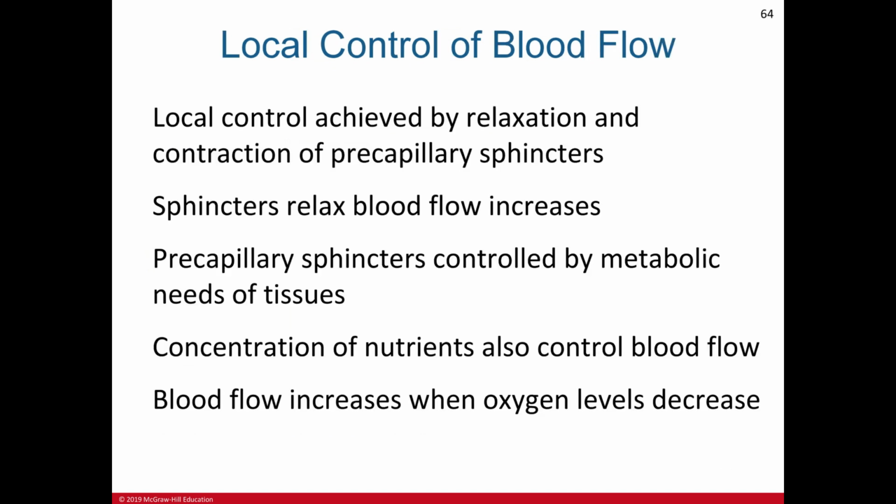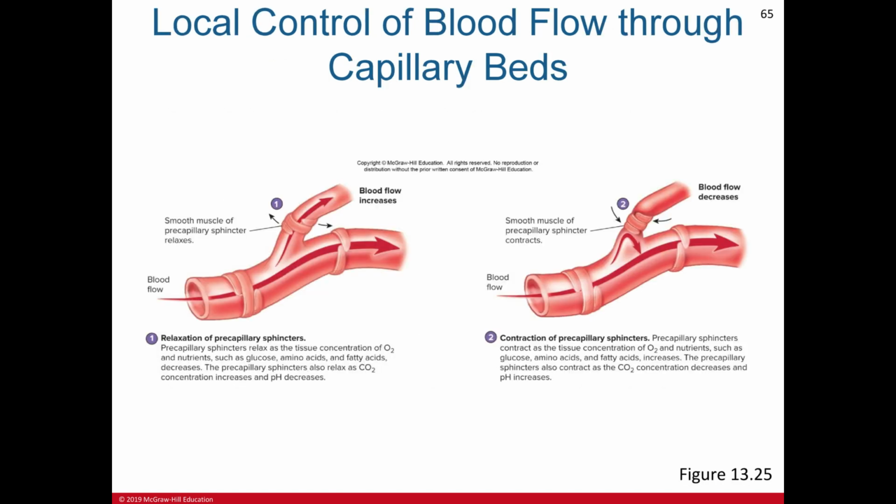Mechanisms that control blood flow through tissues are classified as local control and nervous and hormonal control. First, local control is achieved by relaxation and contraction of the precapillary sphincters. Precapillary sphincters are sphincters at the end of the branching of the capillaries that are responsible for vasoconstriction and vasodilation of the capillary. When the sphincter relaxes, the blood flow increases, and the precapillary sphincter is controlled by the metabolic needs of the tissue. The concentration of nutrients also controls the blood flow, and the blood flow increases when the oxygen level decreases.